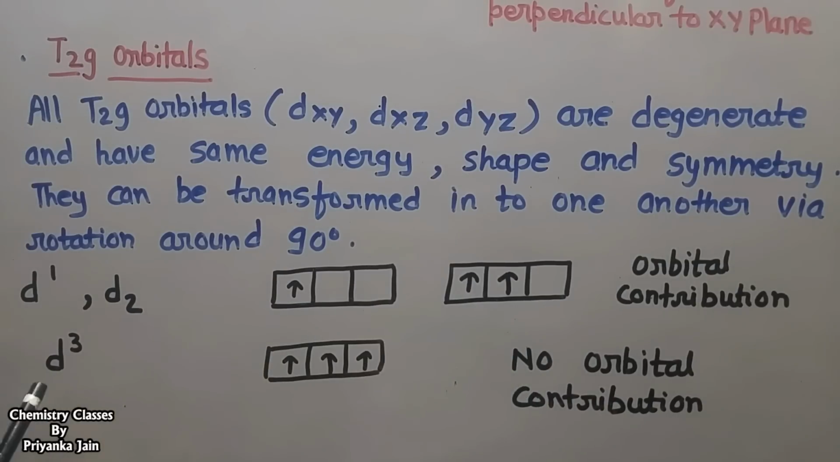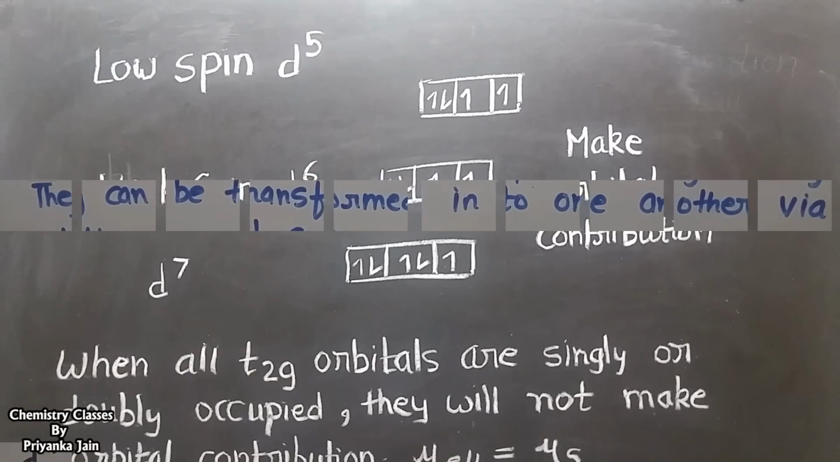While in the case of the d3 configuration, there are 3 electrons in the 3 T2g orbitals. So all are of similar spin. So there is no vacant T2g orbital, so there is no path and hence no orbital contribution. And in this case, the magnetic moment will be given by the spin only formula.